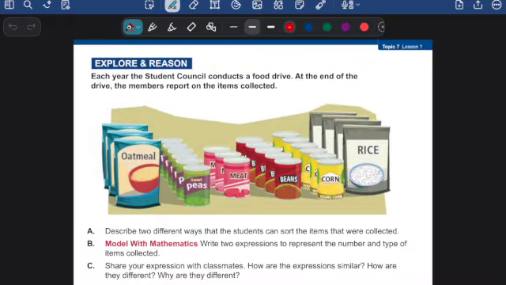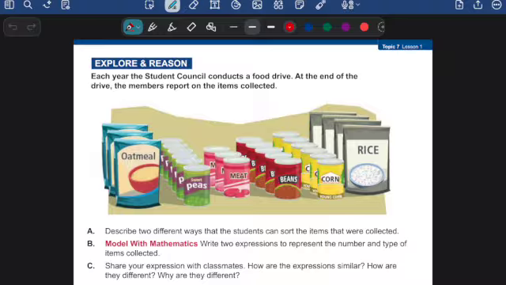For the exploring reason, we have this diagram of food donations at a food drive. And we're going to write some expressions to represent how much food was collected. So you can see we've got 3 bags of oatmeal, 6 cans of peas, 3 cans of meat, 5 cans of beans, 6 cans of corn, and 4 bags of rice. And the bags appear to be about the same size. The cans appear to be about the same size as well.